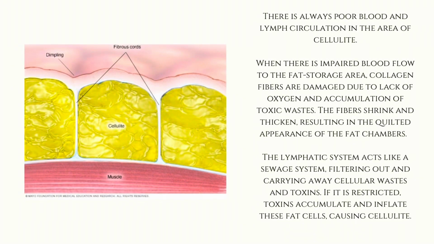There is always poor blood and lymph circulation in the area of cellulite. When there is impaired blood flow to the fat storage area, collagen fibers are damaged due to lack of oxygen and accumulation of toxic wastes. The fibers shrink and thicken, resulting in the quilted appearance of the fat chambers. When the lymphatic system is restricted, toxins accumulate and inflate these fat cells, which causes cellulite.